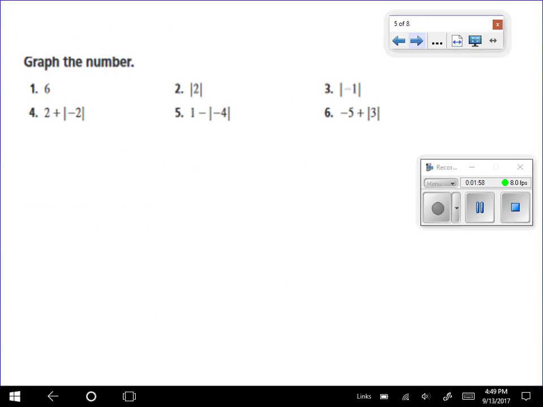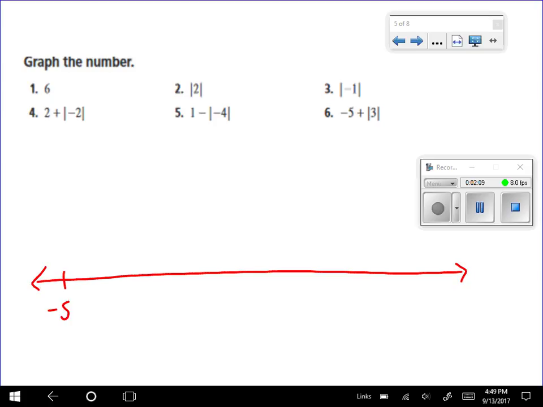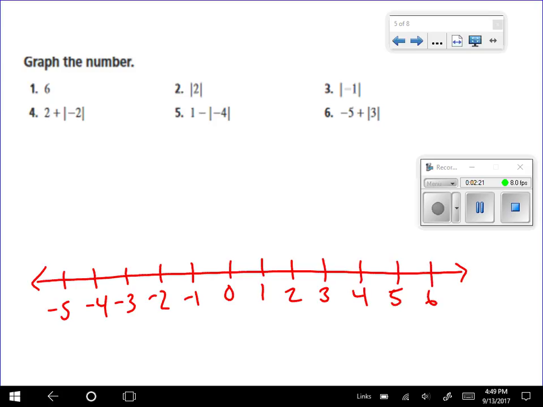So we're going to practice that a little bit. We've got a few numbers here. Some of them even have a little bit more of a challenge to them. I'm just going to make one number line. We're going to go from -5 all the way to 5. In your notes you can do the same thing. I've got room for 6. If I graph 6 on this number line, I would just put a point at 6. Very simple. The absolute value of 2 is 2, so I would just put a point at 2. The absolute value of -1 is 1, so I put a point at 1.